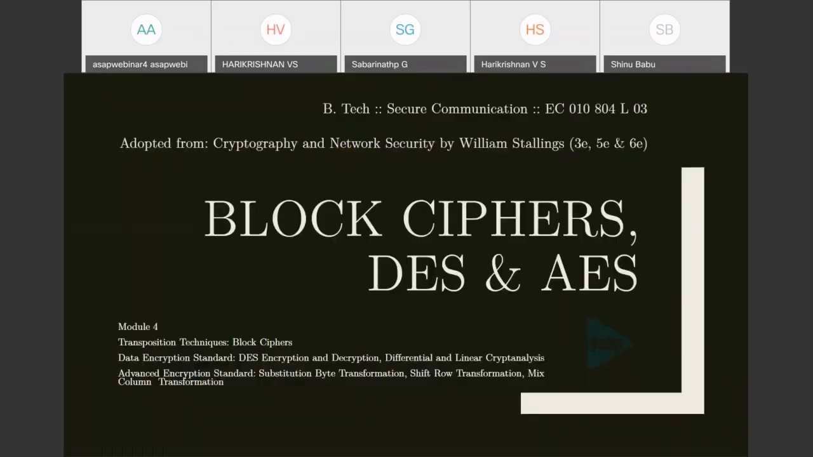This session, we'll be talking about Module 4 of your topic, which generally deals with block ciphers, and you specifically have to learn about 2 algorithms which work under the block cipher kind of architecture: the Data Encryption Standard and the Advanced Encryption Standard. In this lecture we will cover what the Data Encryption Standard specifies.